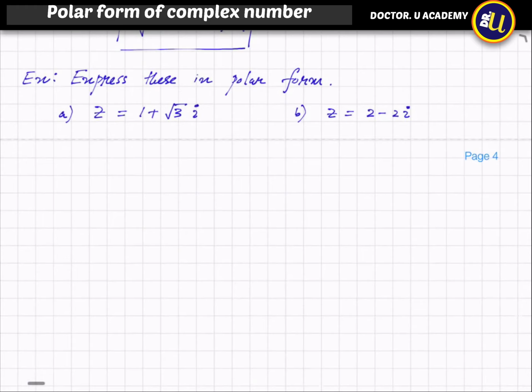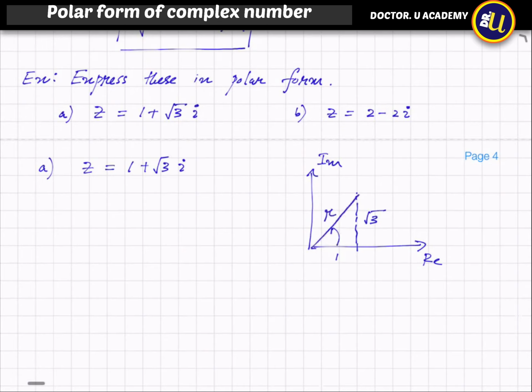Okay, so we have to express this in polar form. The first question: 1 plus square root 3 i. So we have to know that in our Argand diagram, right? So this is imaginary, this is real. So on the real axis you have 1, imaginary axis you have square root 3. So it's here. So this is square root 3, this is 1, right? So this is your r and this is theta.